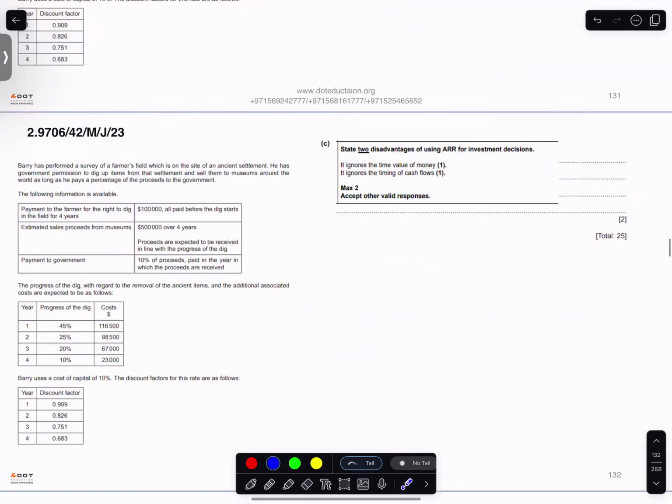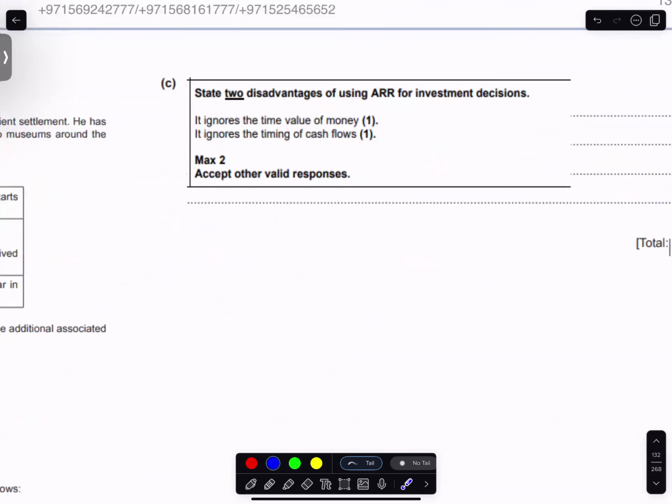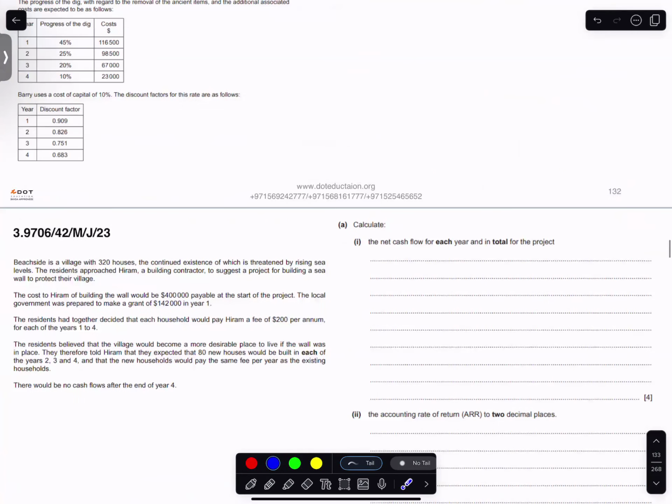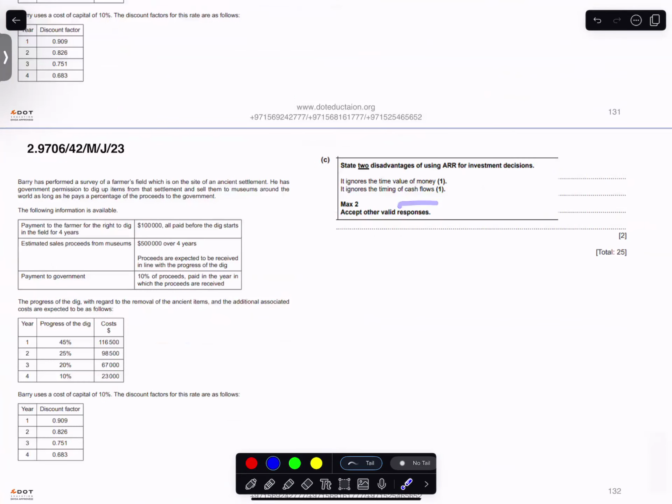Two disadvantages of ARR. It doesn't take cash flow into account, which is less subjective, and it ignores the time value of money. Okay. So with this, we complete the sum of May June 23, question number 42.